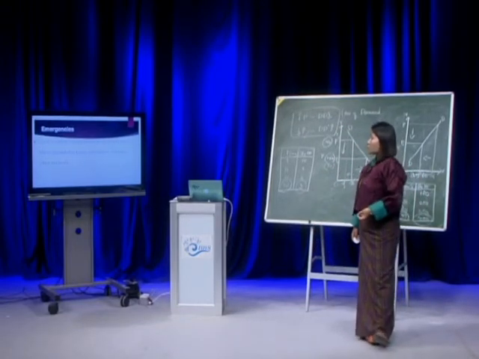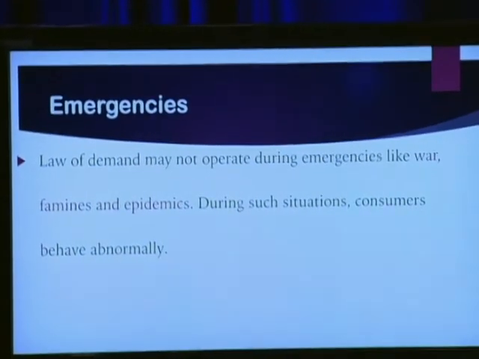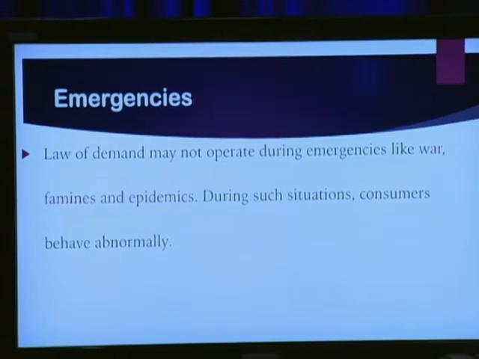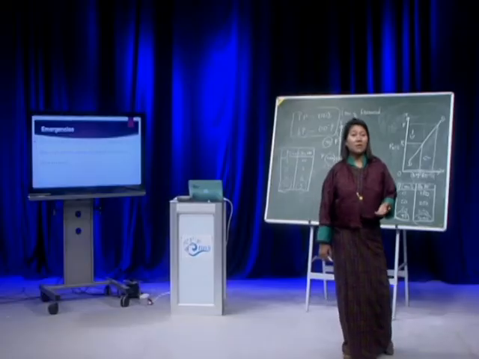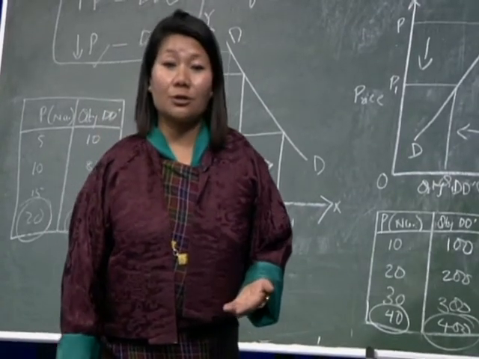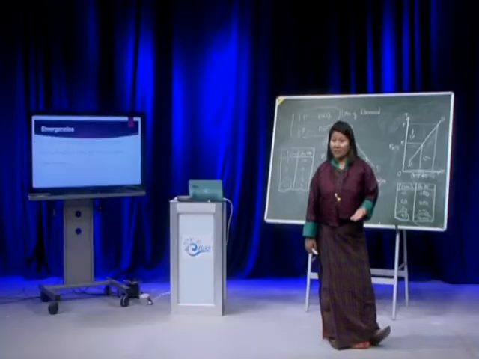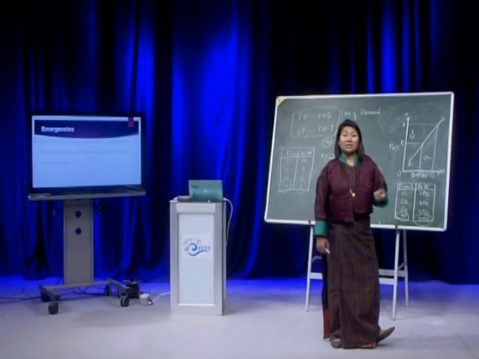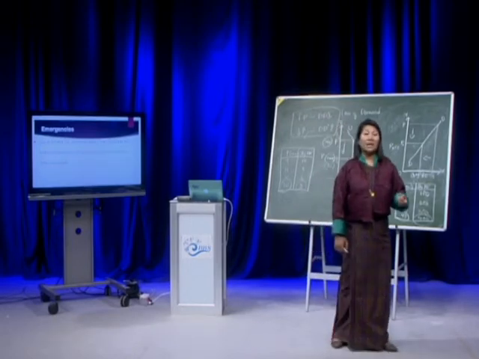The law of demand may not operate during emergencies like war, famines, and epidemics. During such situations, consumers behave abnormally, because we are unprepared, and whether the prices of the goods are high or low, we really don't have the time to do the adjustment or to study. Even if the price of the commodities is high, during such an emergency, people will still buy the goods.